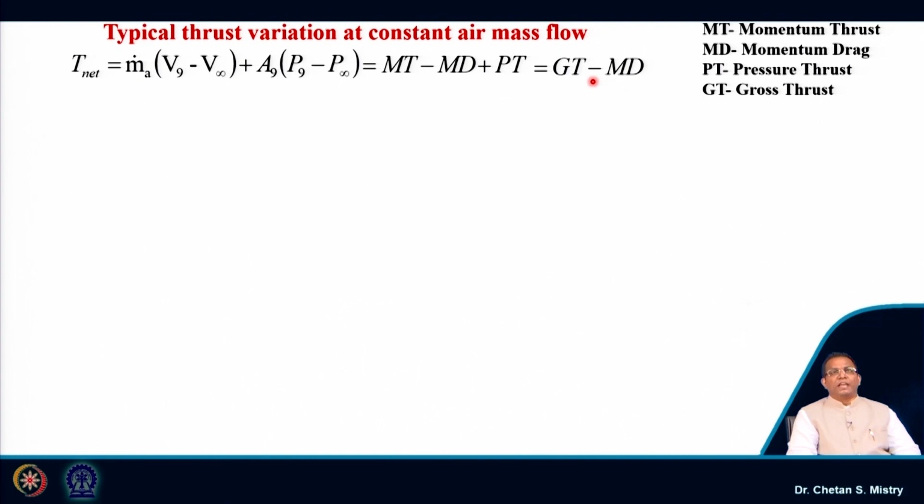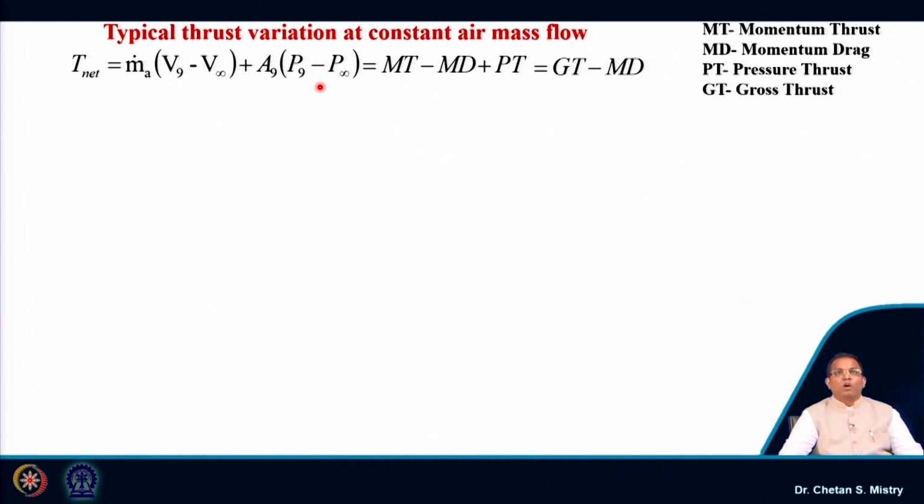Here in this case, suppose we consider my mass flow rate as constant. This is very important and needs to be understood clearly before going into the detail. When I say momentum thrust, we write it as m dot into V9. My momentum drag we write as m dot into V infinity. My A9 into P9 minus P infinity, we represent as my pressure thrust.